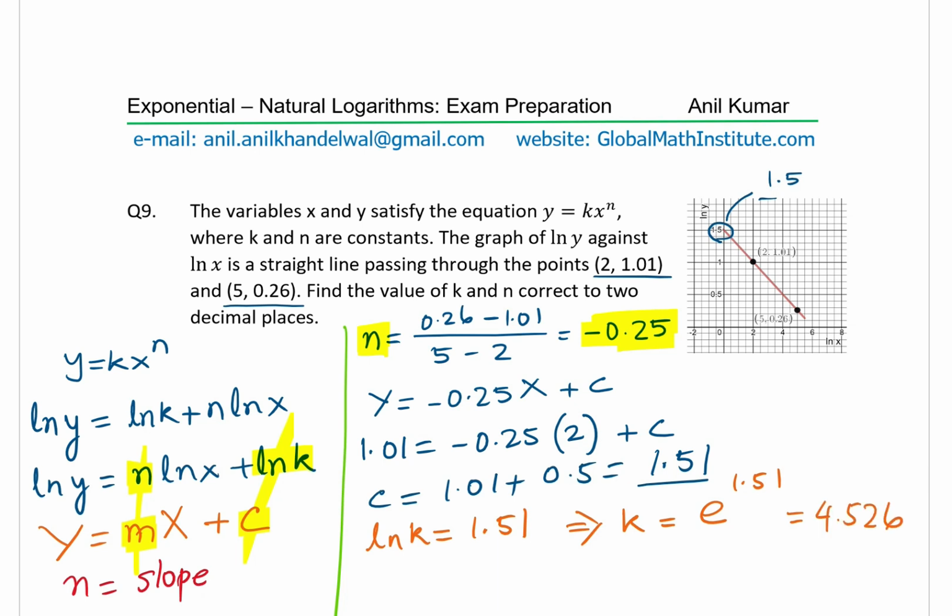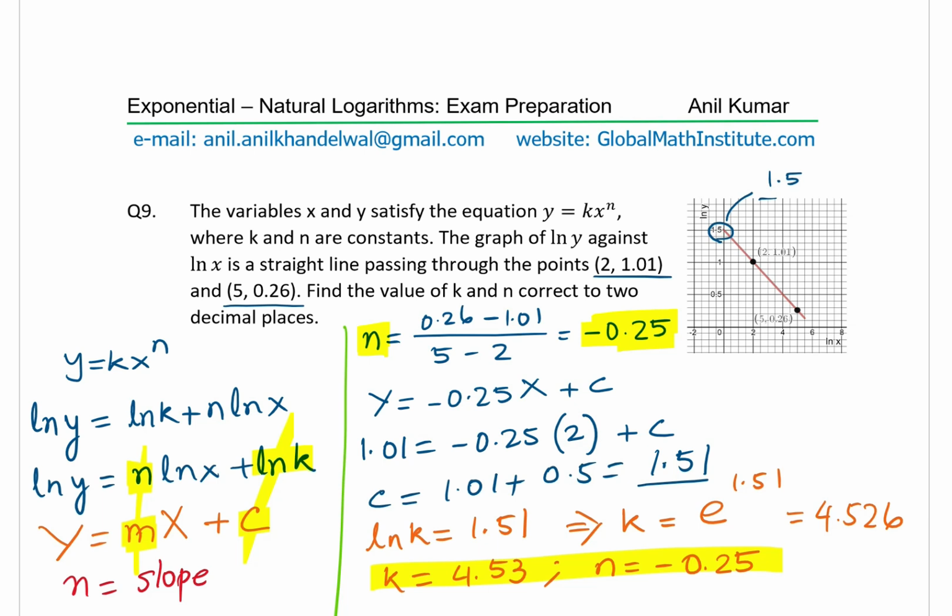Correct to two decimal places, so we get the value of k as equal to 4.53. And we already calculated the value of n as minus 0.25, correct? So that is how this question will be solved. So I hope that makes sense. We are almost at the end now.